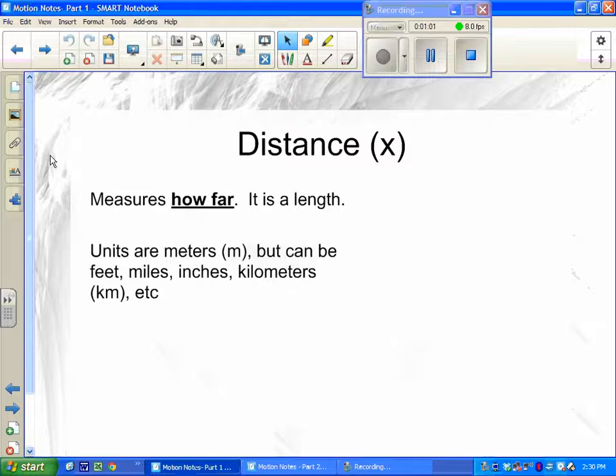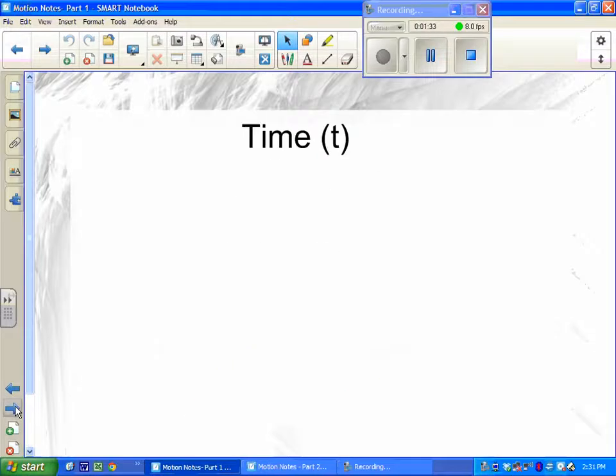The units that we're going to be using for distance are meters, most of the time. But distance can also be measured in feet, miles, inches, kilometers, and so on. There are many more than that, but that's just to give a few. Some things that we use to measure distance: we use a ruler or a measuring tape. You guys should be pretty familiar with distance.